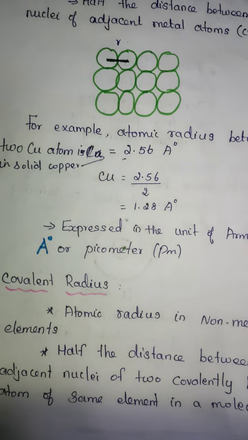Now we can see what is covalent radius. It is observed in non-metallic elements.